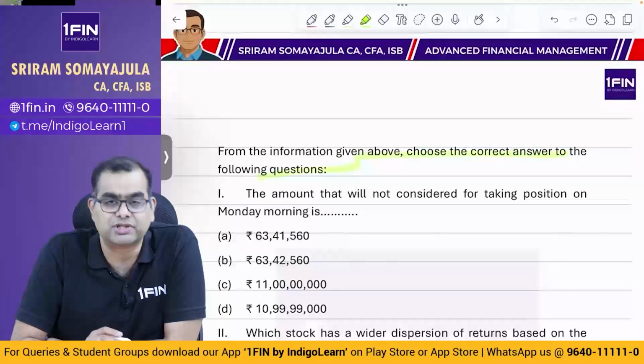From the information given above, choose the correct answer to the following question. What kind of hedge is this? This is a money market hedge. So, in a money market hedge, see, there's the first line.